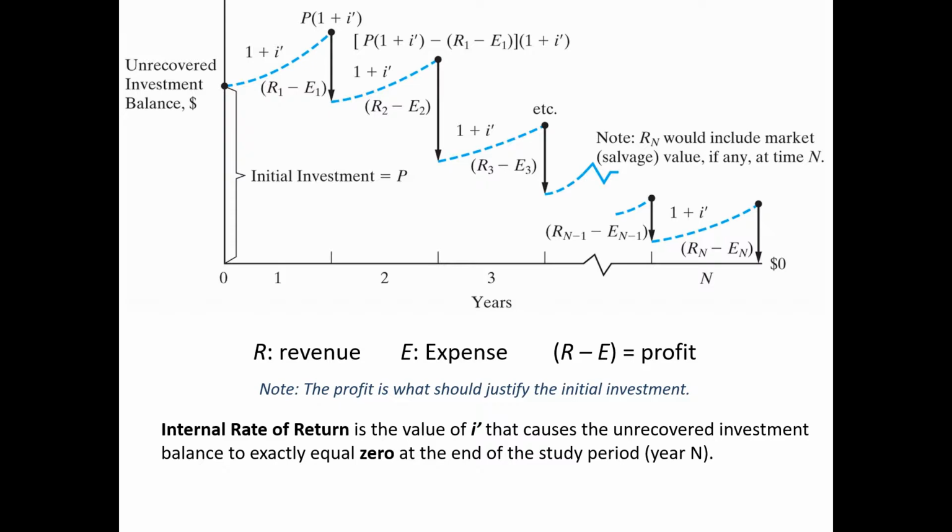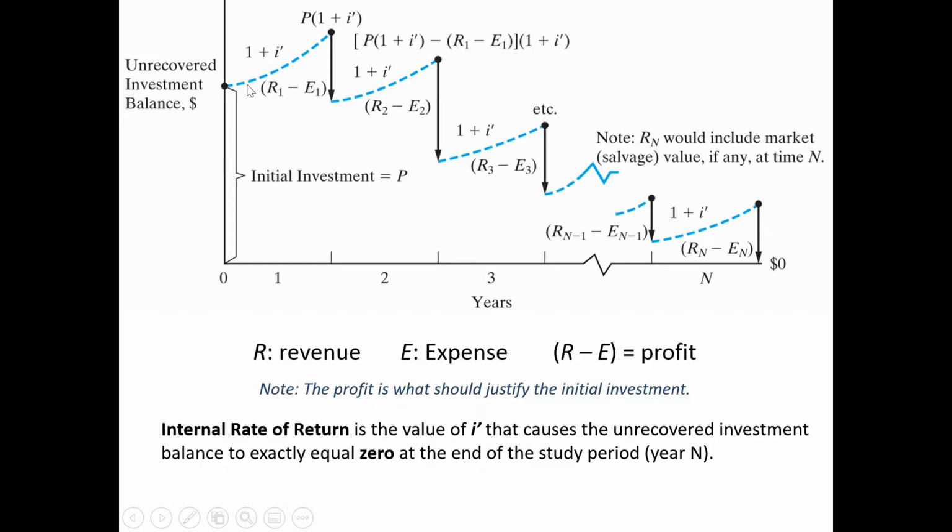That's some interest rate that over a certain number of years is going to cause our unrecovered investment balance to go down to 0. So if we said we wanted to pay off this food truck after 10 years, we could find out what interest rate it will take for a certain amount of revenue each year to pay off this loan after that 10 years.